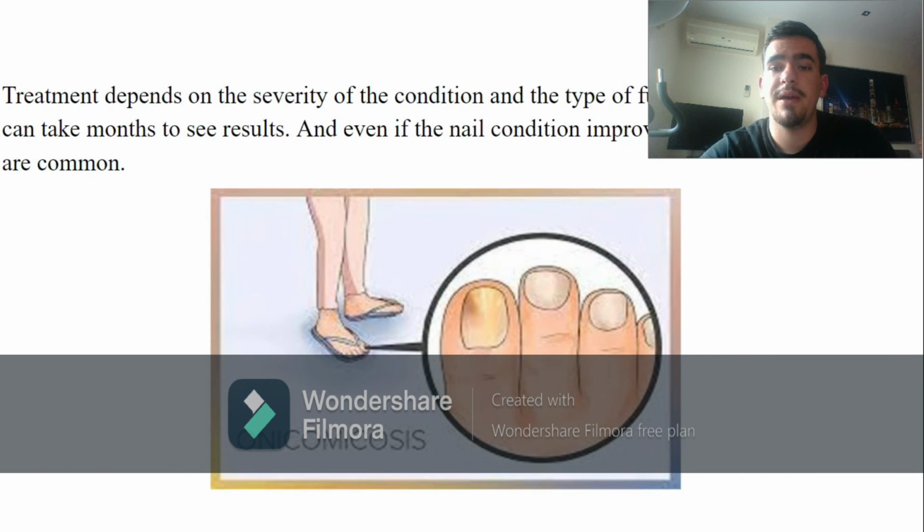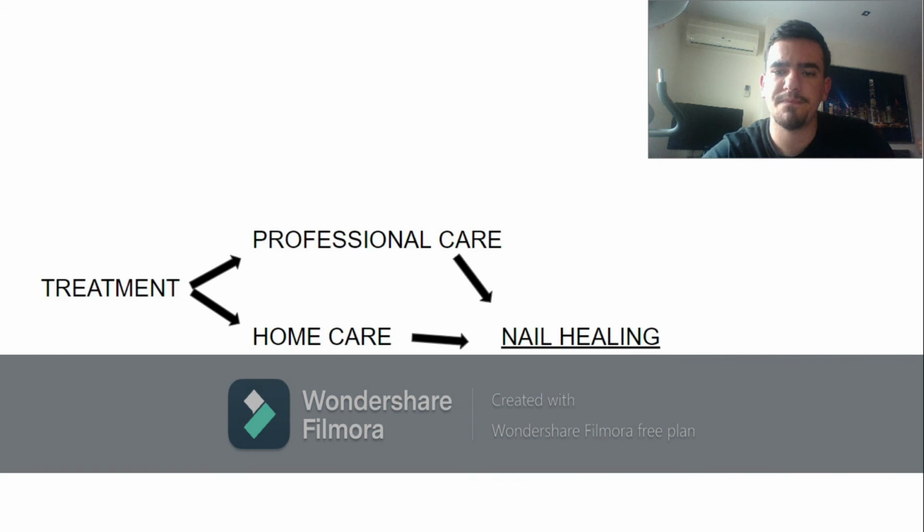First of all, we have to say that treatments depend on the severity of the condition and the type of fungus causing it. It can take months to see results, and even if the nail condition improves, repeat infections are common. Having said this, we have to differentiate between two kinds of treatments, which are the professional care and the home care. Both are destined to the same goal, the nail healing.